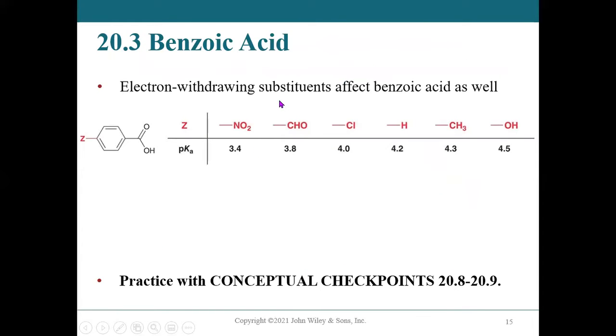Electron withdrawing group substituents affect benzoic acid as well. So let's say this substituent is called Z, and here is the table of pKa values. The Z in this example is in the para location, and depending on the strength of the electron withdrawing ability of those substituents, we can see the pKa getting smaller and smaller. The smallest pKa will be the nitro group in this location, which gives us pKa 3.4.